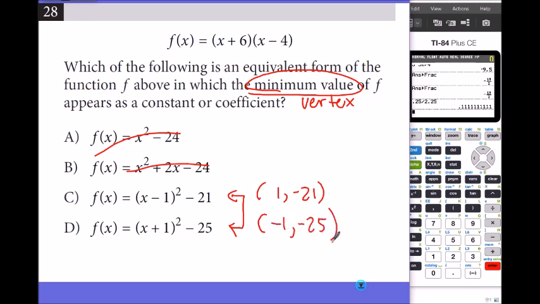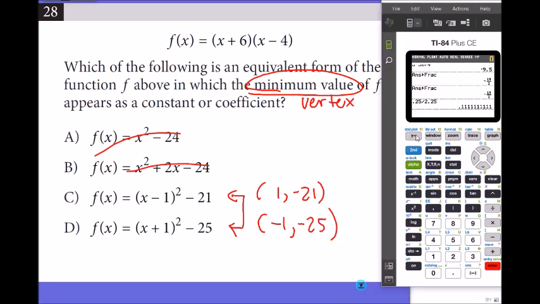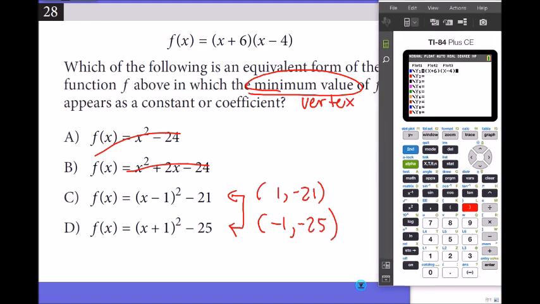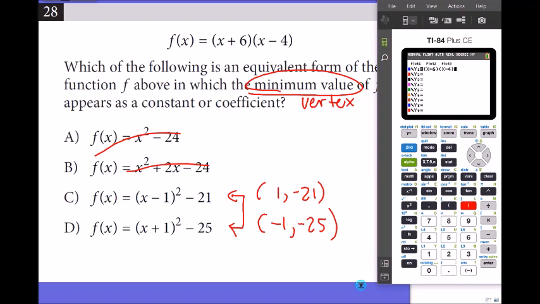So what can we do? Let's quickly plug into the calculator, since this is the calculator section. So you go to window, your mode should already be in function. So the first equation I have is x plus 6 and x minus 4. So zoom 6, standard. We're interested in negative, so it's down to negative 25. So I'll put y min negative 30.